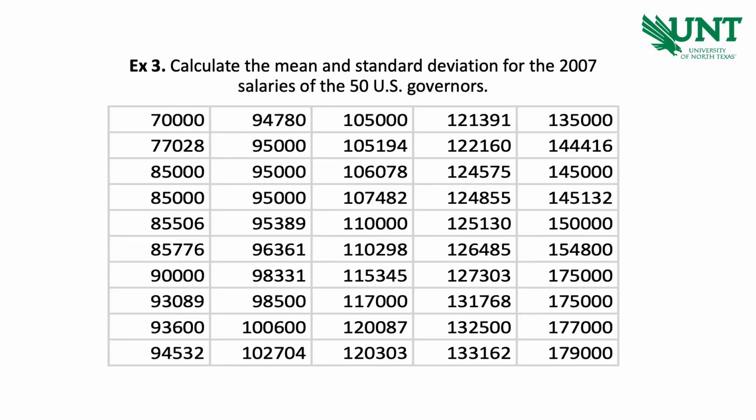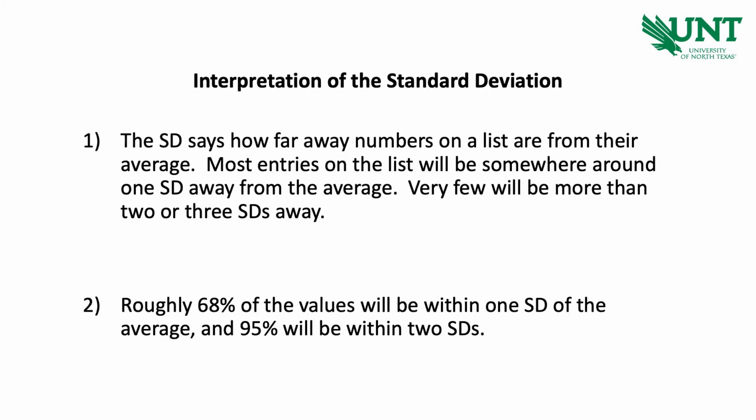Let's calculate the mean and standard deviation for the 2007 salaries of the 50 US governors. Such a large data set, so I will use Excel. But before that, let me explain the interpretation of the standard deviation. The standard deviation says how far away numbers on the list are from their average. Most entries on the list will be somewhere around 1 standard deviation away from the average. Very few will be more than 2 or 3 standard deviations away.